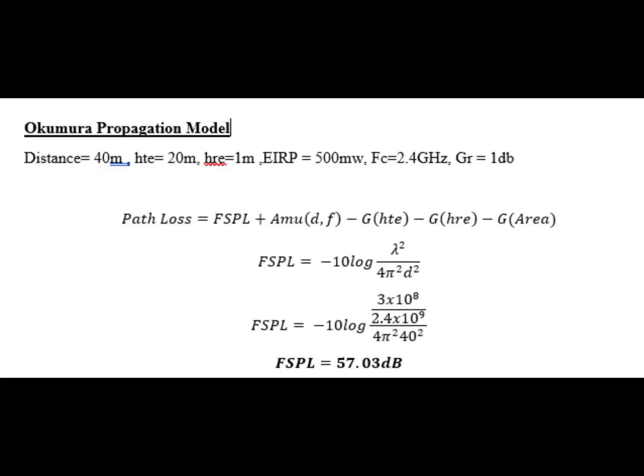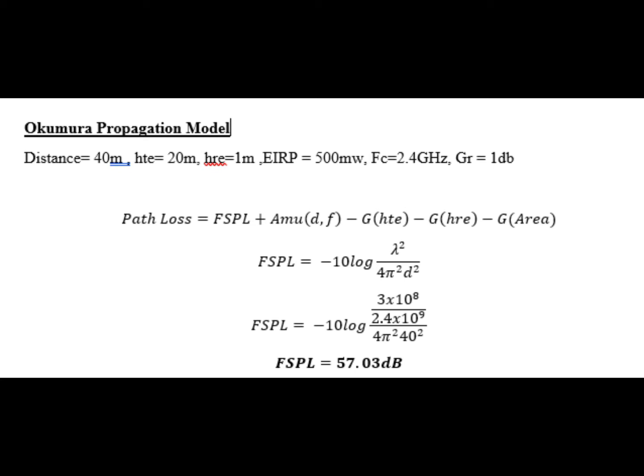For the second propagation model, we use a commonly used propagation model, which is the Okumura model. So this is the calculation of the Okumura propagation model. Started with the info given: distance of 40 meter, the height of transmitter we assume is 20 meter, height of receiver is 1 meter, EIRP, which is given from the CPE 220, is 500 milliwatt, with a frequency carrier of 2.4 gigahertz and a receiver gain of 1 dB.